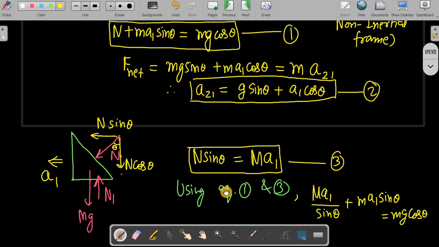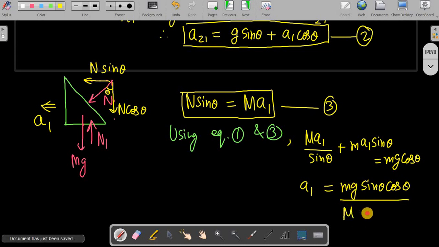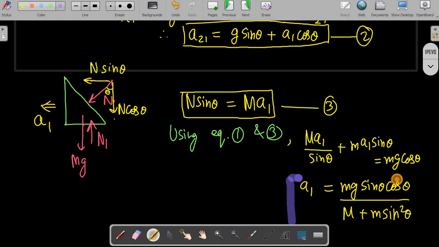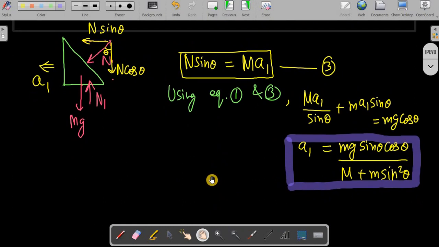So from here I think we can calculate small a1, right? Small a1 you can take out, and then it will become mg sin theta cos theta divided by capital M plus small m sin square theta. Now see, this is a very important result. If you know these formulas now, then within a few seconds you will solve the question. This is how you can compete, right?